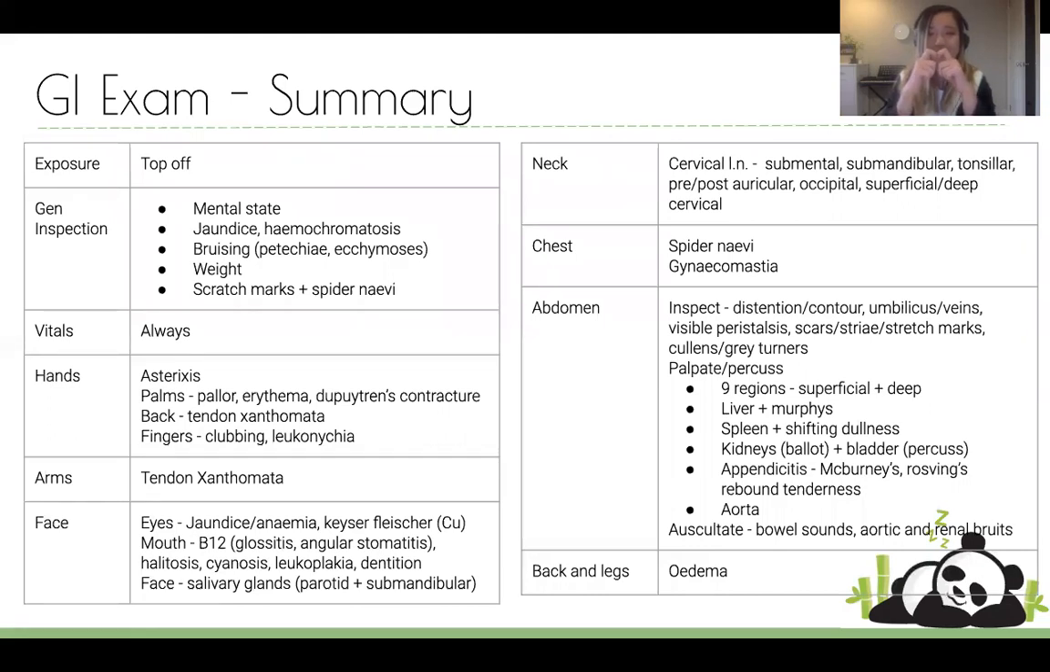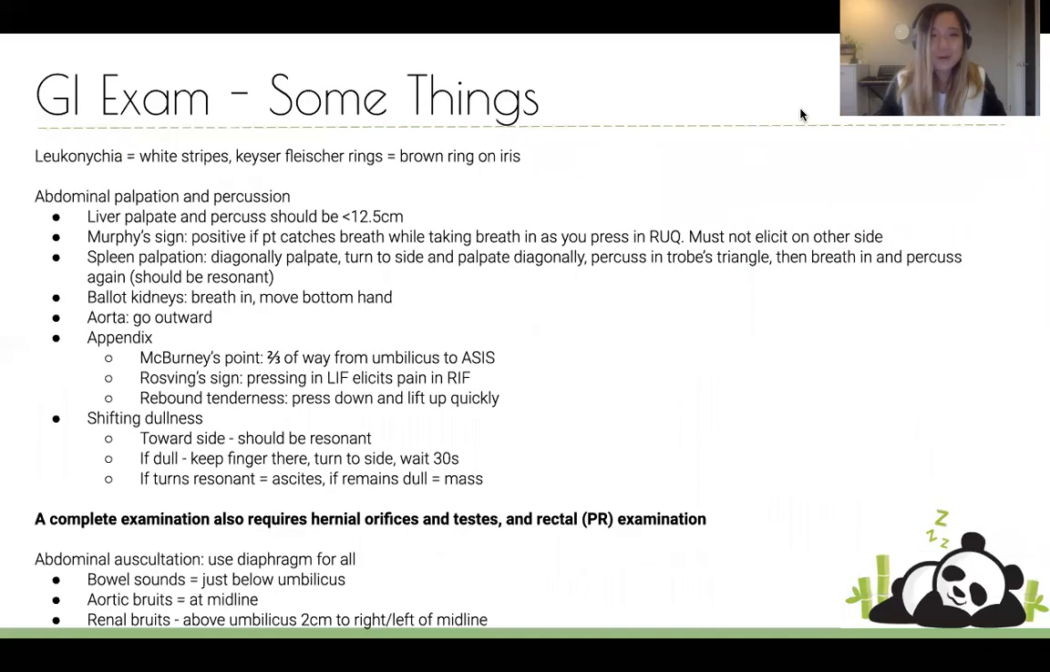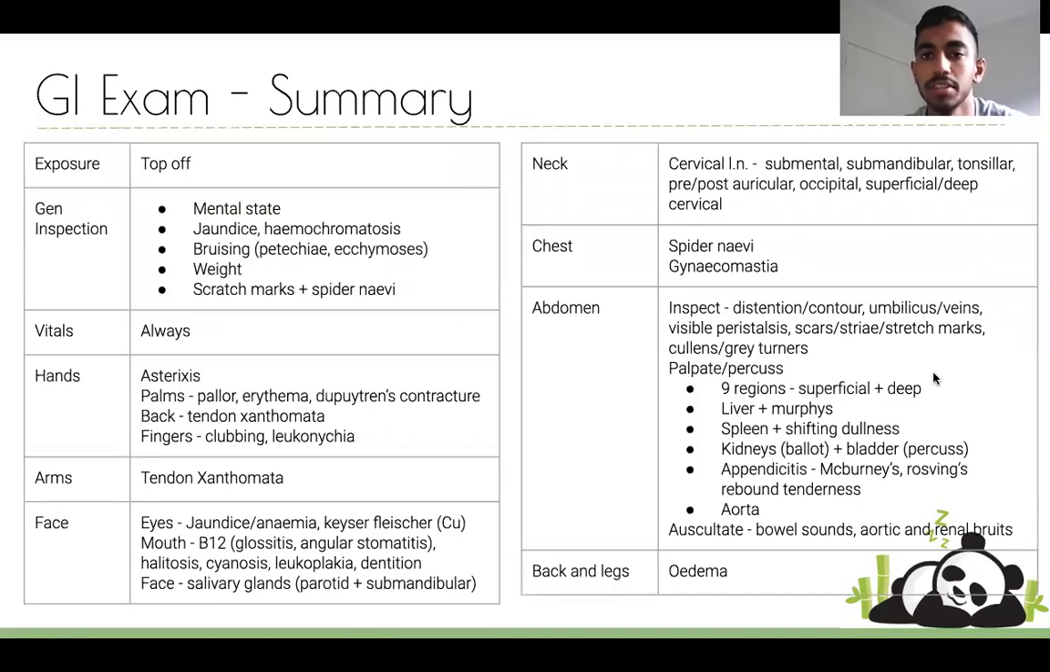Do they have clubbing? One finger is enough. And then look at the nails. Are there any white bits on it, indicating leukonychia? And leukonychia is due to hypoalbuminemia, because the liver's not producing enough albumin.